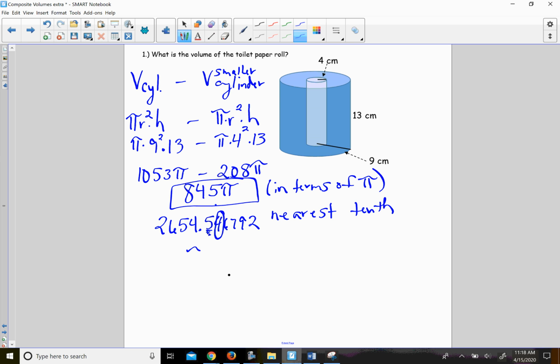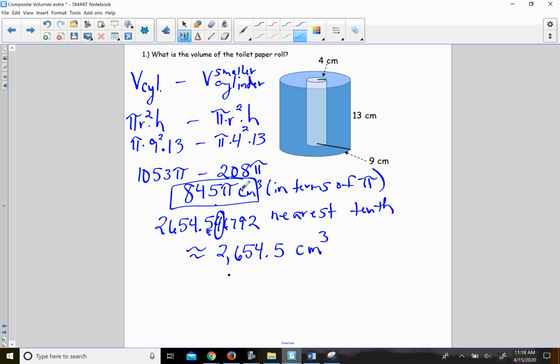So to the nearest 10th, that would be 2,654 and 5/10, and that would be centimeters cubed. That would be my rounded answer. And then 845 pi, and I'm going to put my label in there, centimeter cubes. That would be my answer in terms of pi.